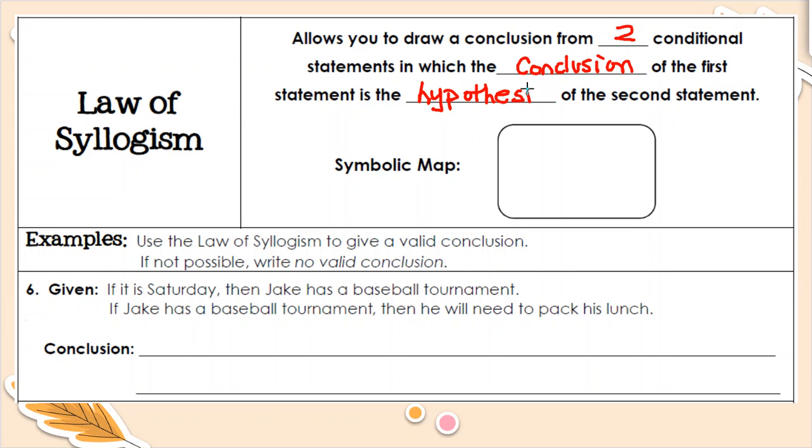Hypothesis. So I think symbolically it looks a little easier.